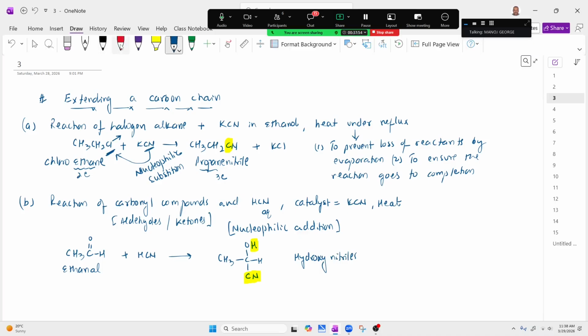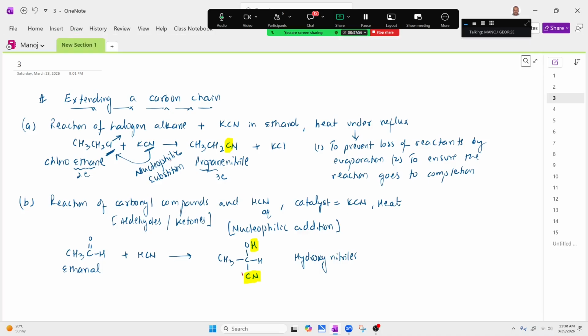If you want to give the IUPAC name, that's carbon number 1, carbon number 2, carbon number 3. Would you want to give the name of this compound? I have OH at the second position, so I'm going to call this 2-hydroxy propane nitrile, 2-hydroxy propane nitrile.